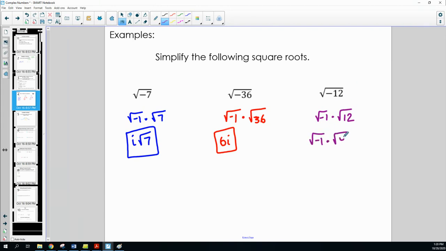So if I break this down, I'm just going to keep writing it so we see where we're getting it from. This is the square root of 4 times the square root of 3. From the square root of 4, that 2 comes out. From the square root of -1, the i comes out. And then that 3 is still under the radical, and that's left over. So we have 2i square root of 3.